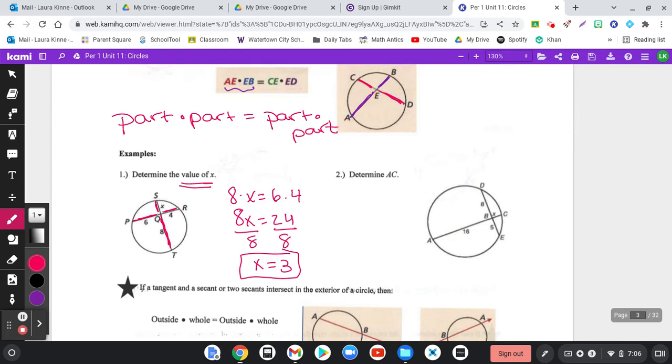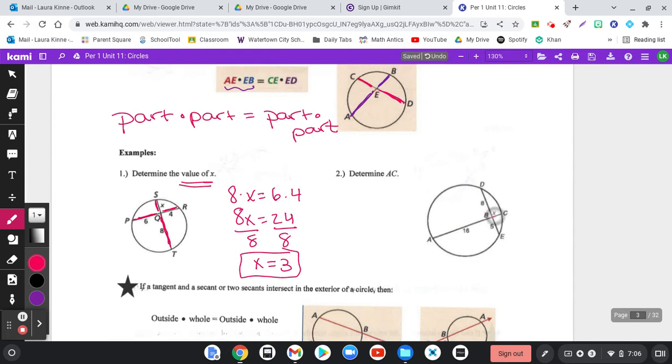The next one wants us to find AC, so we have to find the whole thing. But first we have to do our part times part, so we have one extra step here. So those two parts, 16 times x, or 16x, equals, do the other two parts, 8 times 5.